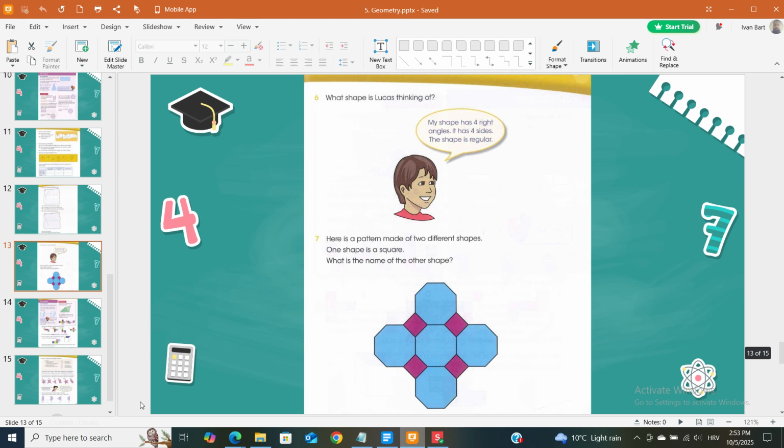6. What shape is Lucas thinking of? My shape has 4 right angles. It has 4 sides. The shape is regular. 7. Here is a pattern made of 2 different shapes. One shape is a square. What is the name of the other shape?